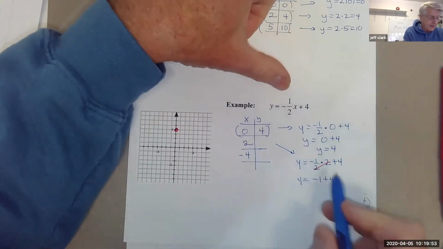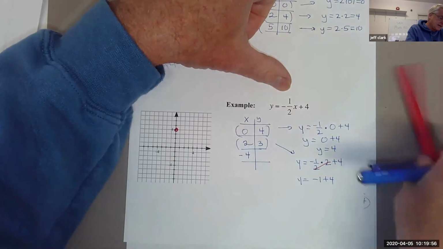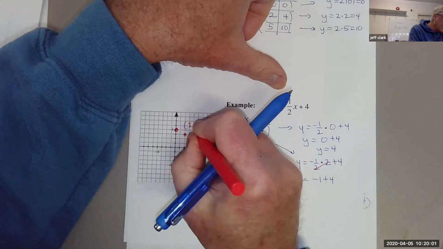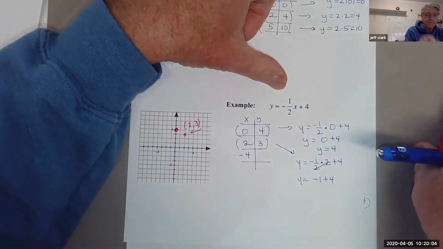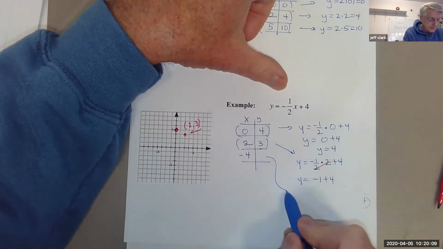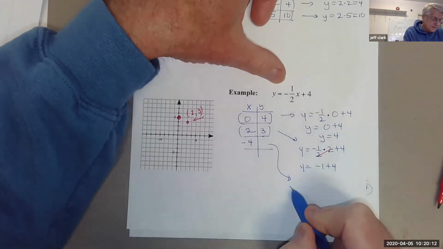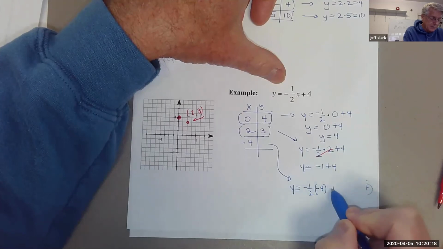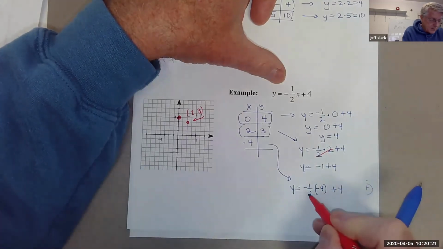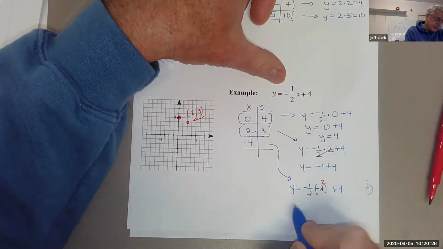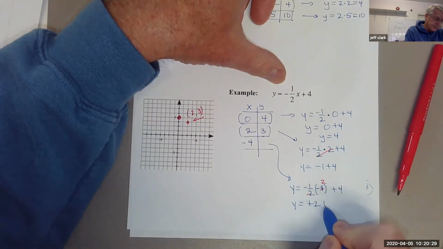This one just plain old 3. So 2 comma 3 is sitting right there. That again is 2 comma 3. And I said, let's just do -4 just to do something a little different. -4 for X. Y equals -1/2, okay, times -4, and plus 4. Okay, 2 goes into 4 twice, and 2 negatives make a positive. So I get positive 2 plus 4, y equals 6.